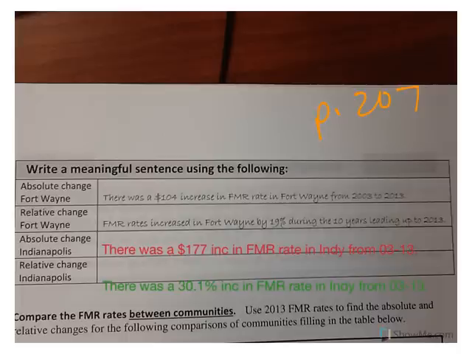All right, so you can see what I did there, and I abbreviated a lot because I wanted my typing to fit in one line. So for the absolute change, notice we use the $177, and for the relative change, we use the 30.1%. So it's important that you know this. Absolute change is always the number, relative change is always the percent.